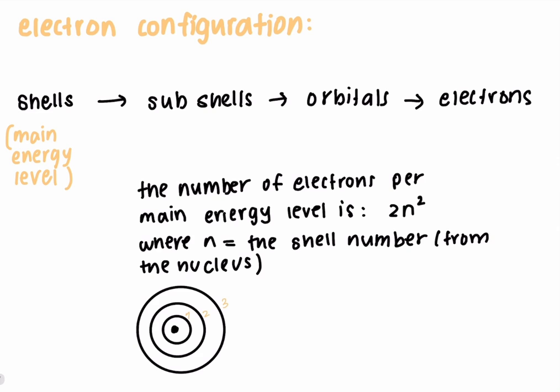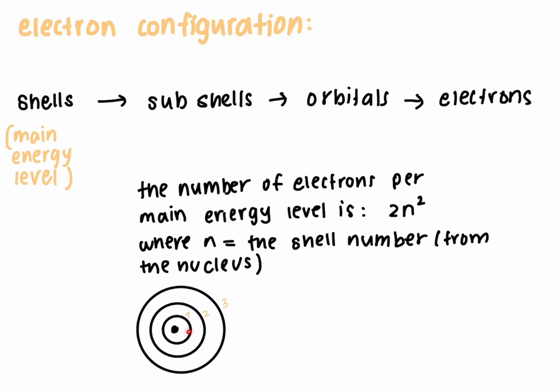The first thing we're going to look at is the configuration of an atom. You'll have the shells, which are the main energy levels. You'll have the subshells. Under the subshells, you have orbitals, and then finally you have the electrons themselves. The number of electrons per main energy level is given by 2n squared, where n is the shell number from the nucleus. If this is the nucleus, this will be shell number 1, this will be shell number 2, and this will be shell number 3.